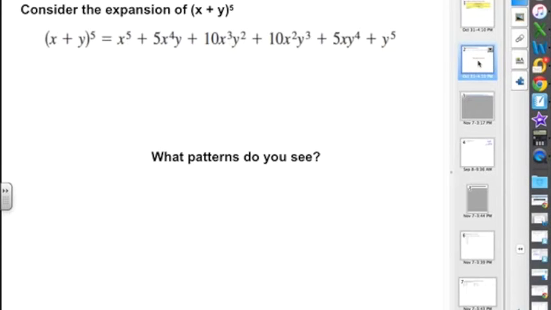The coefficients are taken out of Pascal's triangle: 1, 5, 10, 10, 5, 1. Yes, okay. The coefficients, the numbers in front, are from Pascal's triangle, 1, 5, 10, 10, 5, 1, if you're familiar with Pascal's triangle. Good. Anything else you see, particularly in relation to the coefficients? Anything else that you see? The degrees add up to 5. Good.